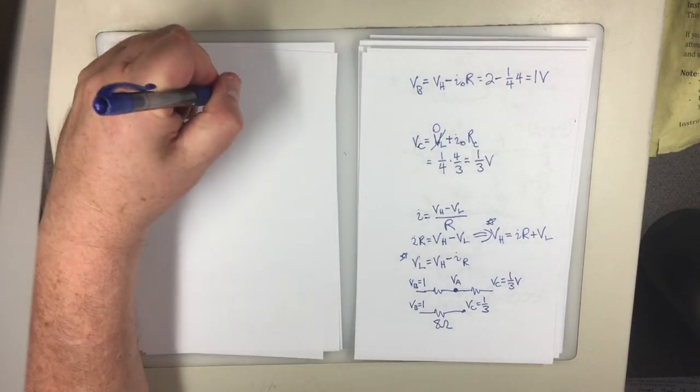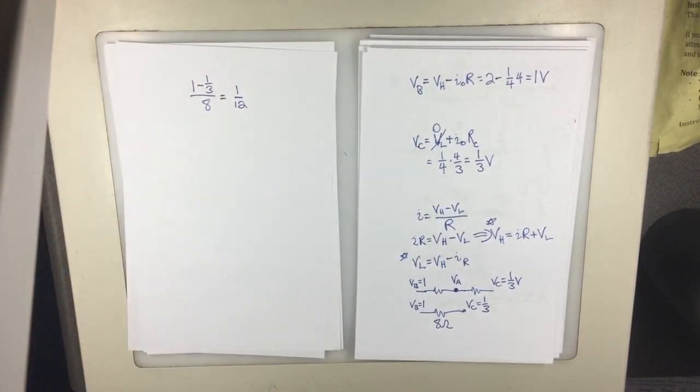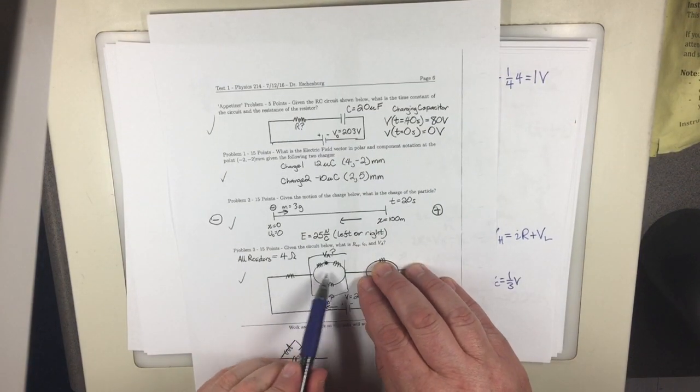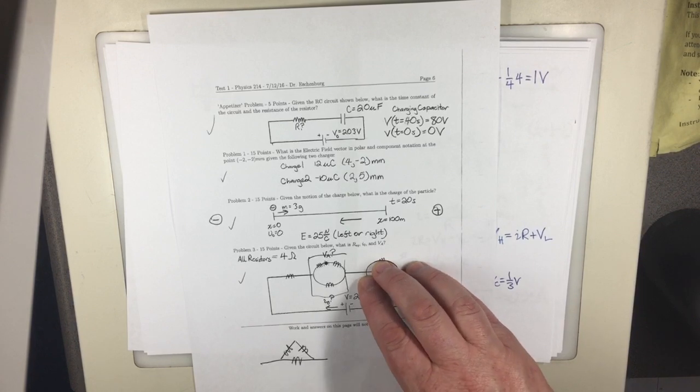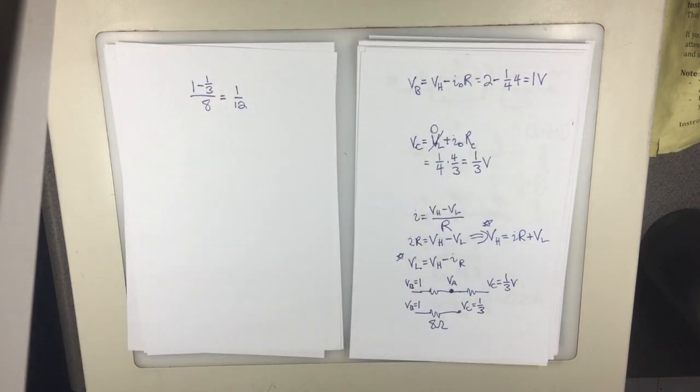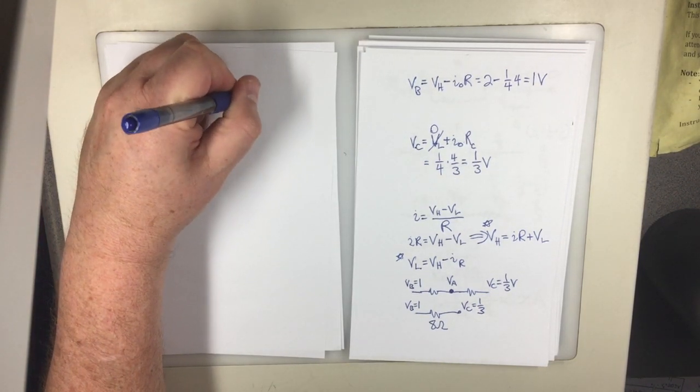Yeah. You got that 8 from 2 plus 3? No, I got it from the fact that those two resistors are each 4. So 4 plus 4 is 8. So this is 1/12 of an amp.